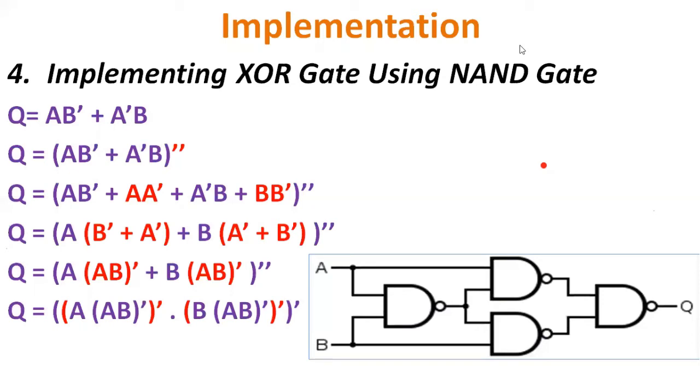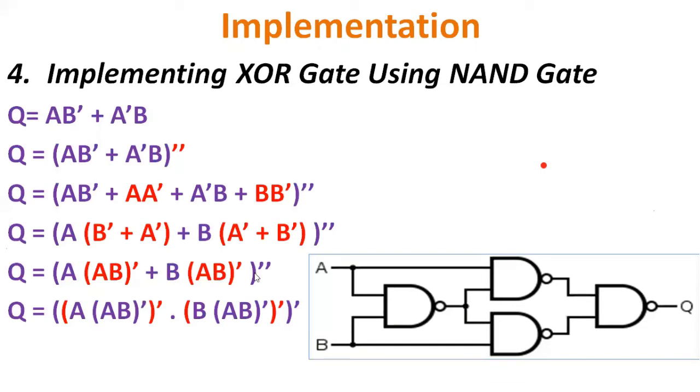Shailaja Hugade is asking, she did not understand the last step. Okay, so the last step is what? The first term is A into AB whole bar. This is the first step. And the second term is B into AB whole bar.